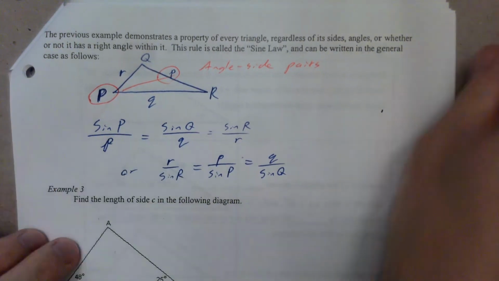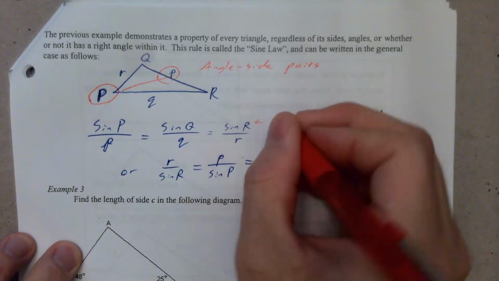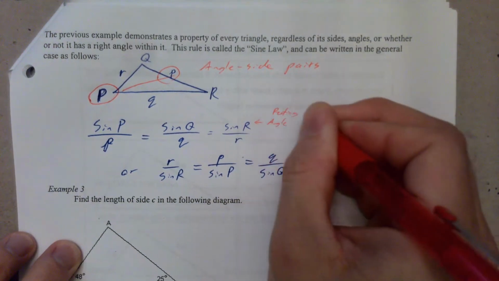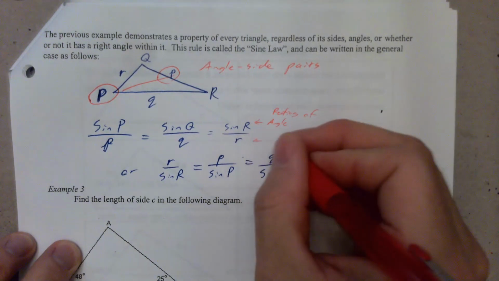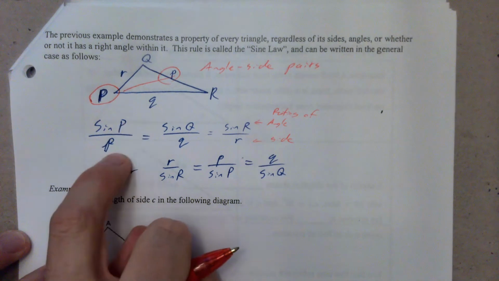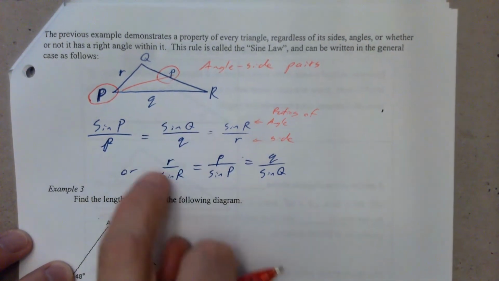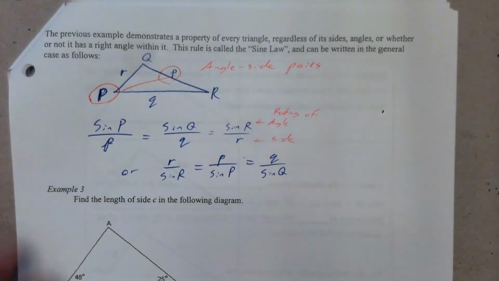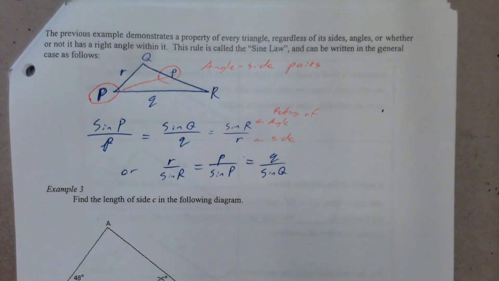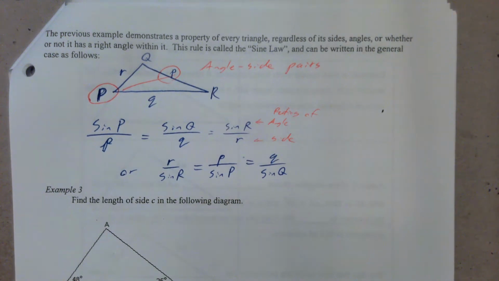Notice that in this version up here, up in my numerators, are the ratios of angles, and in the denominator are the sides. That has to line up. I can't have angle side and then side angle. Over here, sides in the numerator, ratios in the denominator. I guess one other mistake I've seen happen a couple of times is students use the cosine ratio accidentally. But, I mean, it's called the sine law for a reason.